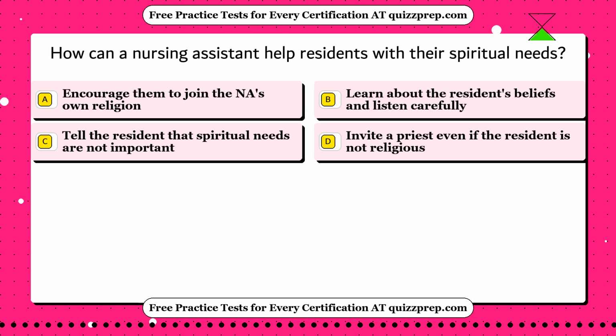Question 61. How can a nursing assistant help residents with their spiritual needs? Option A, encourage them to join the NNAAP's own religion. Option B, learn about the resident's beliefs and listen carefully. Option C, tell the resident that spiritual needs are not important. Option D, invite a priest even if the resident is not religious.